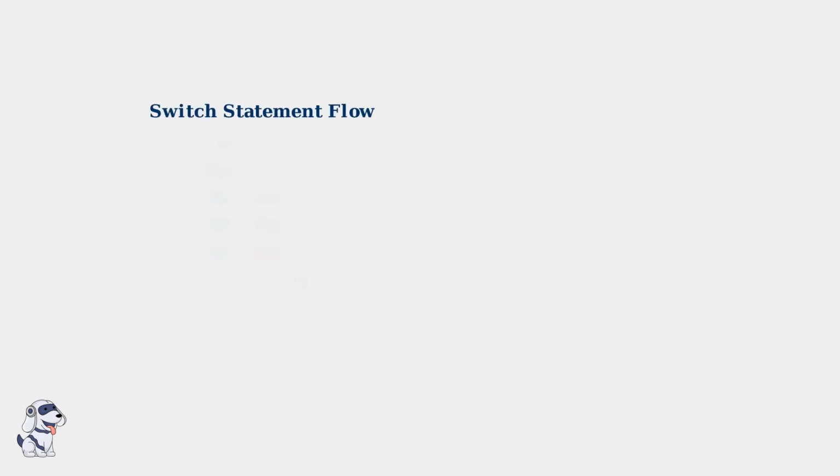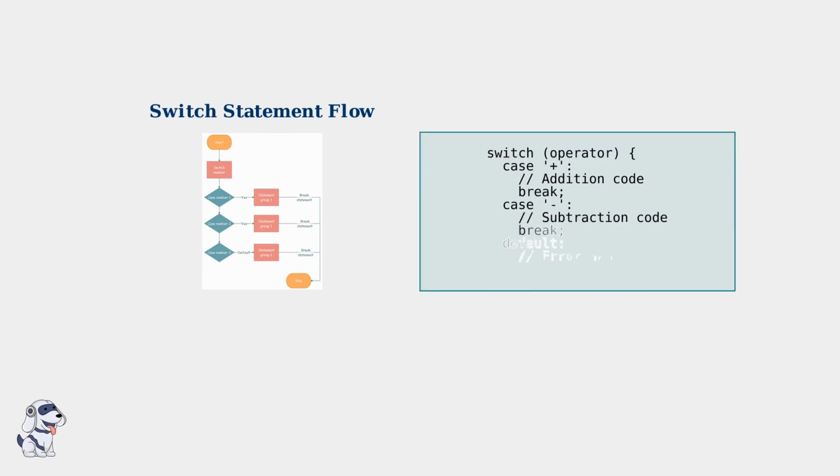The switch statement provides a clean way to handle multiple conditions. It evaluates an expression and executes different code blocks based on matching cases. The switch statement evaluates the operator variable and matches it against different cases. Each case handles a specific operator, and the default case handles invalid input.